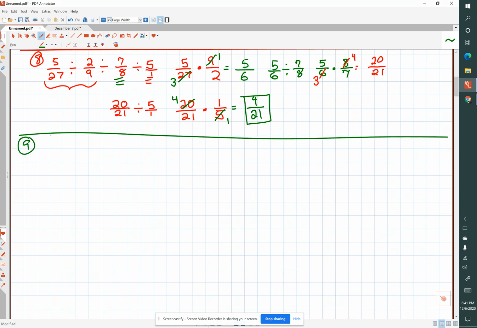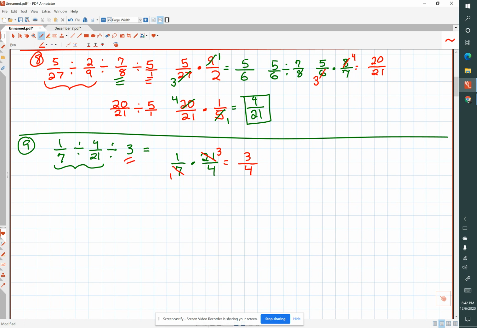Number 9. So we have, looks like 1/7 divided by 4 over 21, our last answer, divided by 3. And so let's start with the first 2. We'll multiply 1/7 by the reciprocal of 4 over 21, which is 21 over 4. And I see that I can simplify. 7 divided by 7 is 1. 21 divided by 7 is 3. I multiply across. 3 times 1 is 3. 4 times 1 is 4.